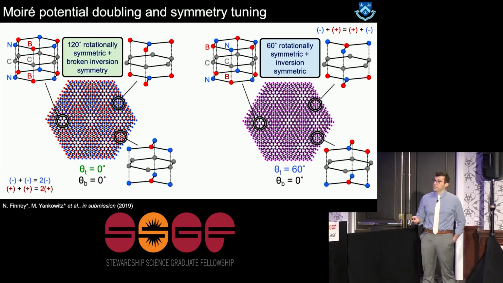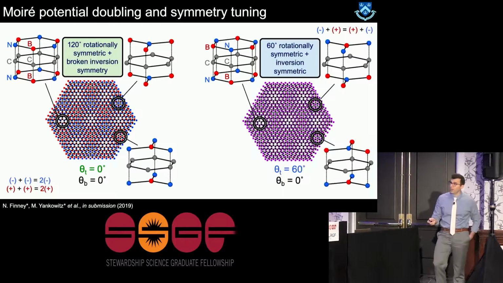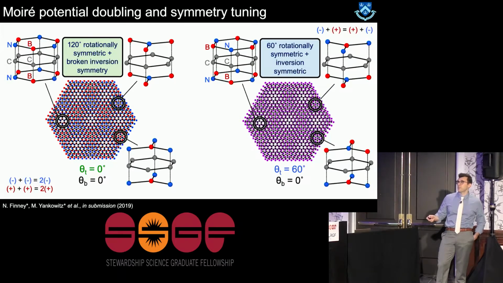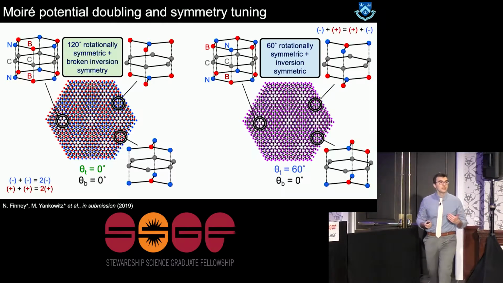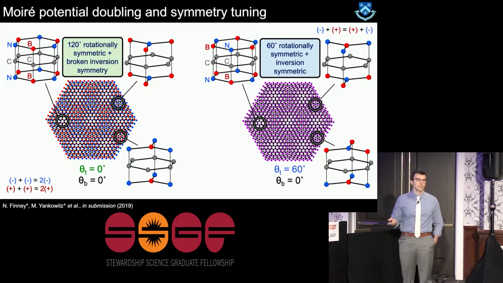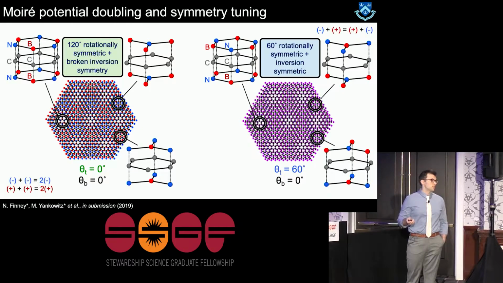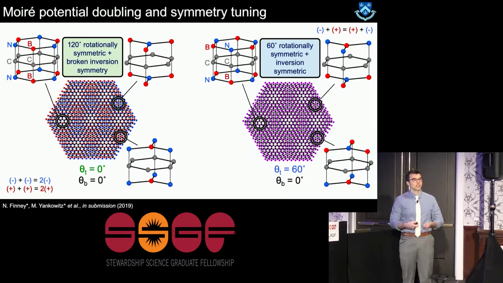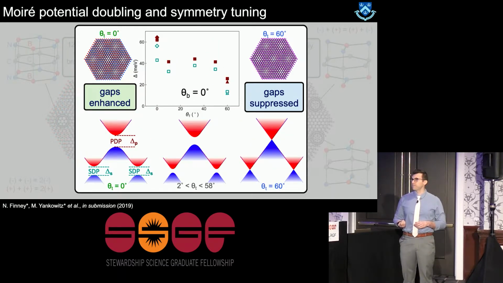But at the 60-degree case, I now have this equivalency across the unit cell. So boron over carbon over nitrogen, if I just flip the xy coordinates, nitrogen over carbon over boron is identical in terms of how the potentials add. And so by virtue of tuning these superlattices, I've taken a system that was D3h symmetric and made it D6h. And because I can continuously rotate the top layer, this is tunable. It's totally reversible. So this is quite amazing.